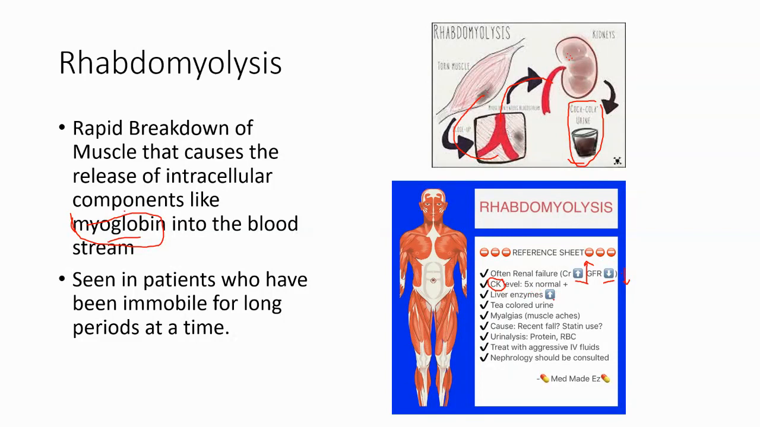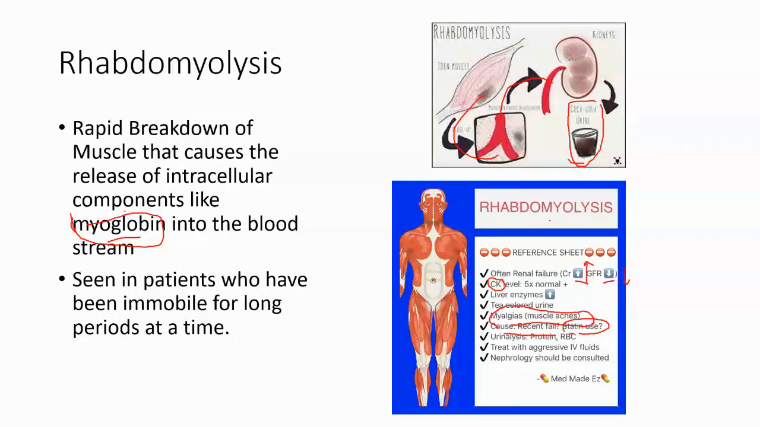Liver enzymes can also be affected and they come back high. This says tea-colored urine, Coca-Cola urine, kind of the same concept, that reddish brown colored urine. Myalgias, which are muscle aches. Okay, so they have the skeletal muscle breakdown and they get these myalgias. Why? Number one, a recent fall, and because of statin use.